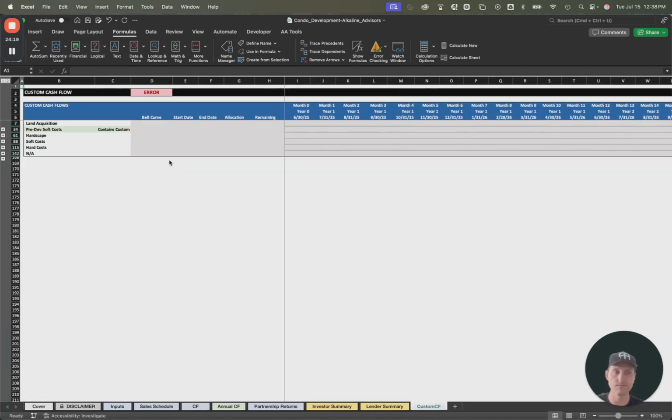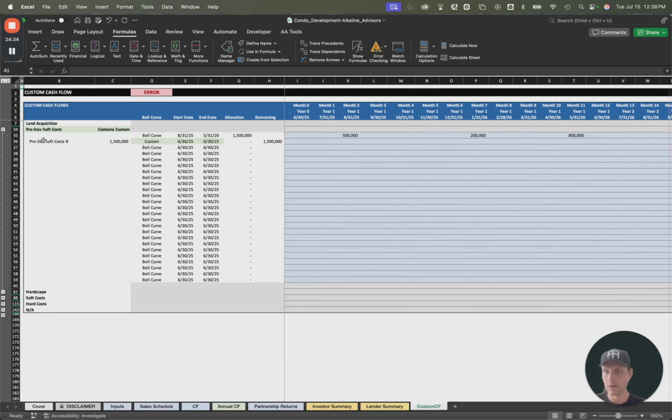You might have a custom construction schedule, just like you have a custom sales schedule. You'll notice we have one green line in this custom cash flow tab. That is because it's showing us that we have custom costs only in the pre-dev soft cost section. So if we expand that, you'll see pre-dev soft cost A is not here. Why? Because we don't have custom costs. We only have it in B.